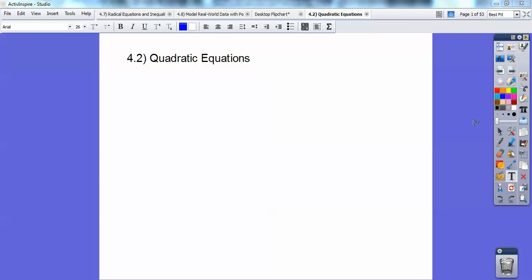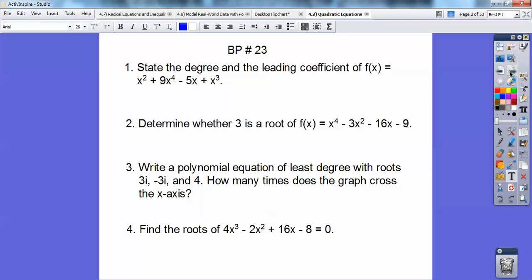Hi everybody, Lamont Sanford here, and this pre-calculus lesson is on quadratic equations. You saw a lot of this in Algebra 1 and Algebra 2. Let's go ahead and take care of the board problem first.